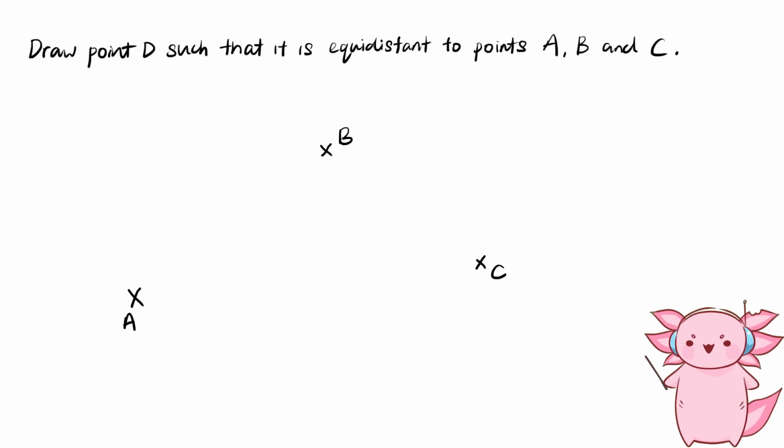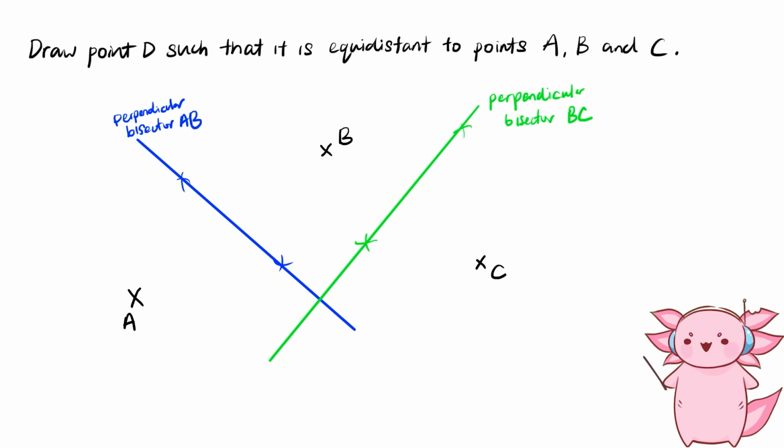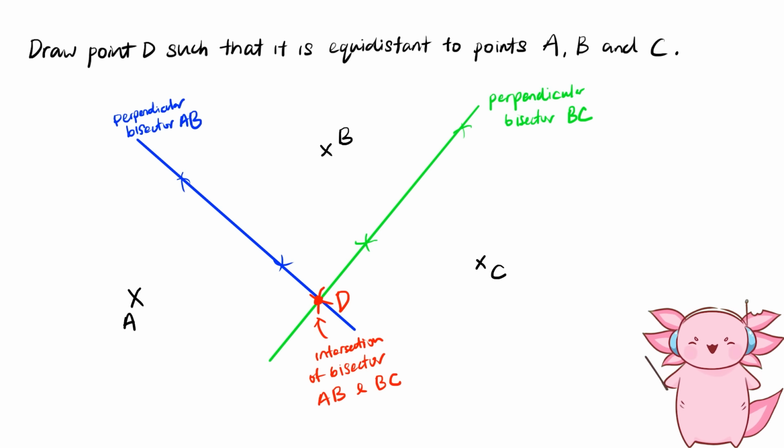The most difficult kind of question is when they ask you to find some point D which is equidistant to points A, B, and C. So the trick is to actually draw a perpendicular bisector of AB like this, and then draw another perpendicular bisector of BC like this. Now the point D is just the intersection of these two perpendicular bisectors, and then we are done.